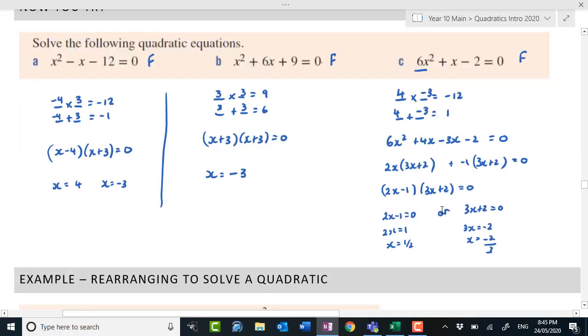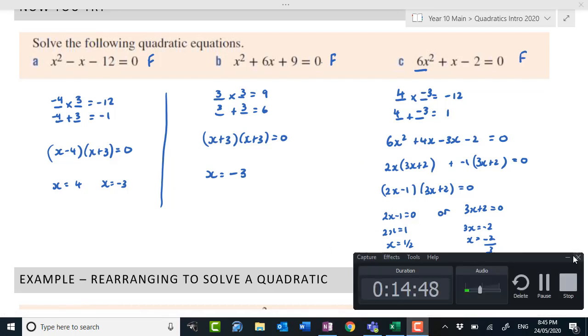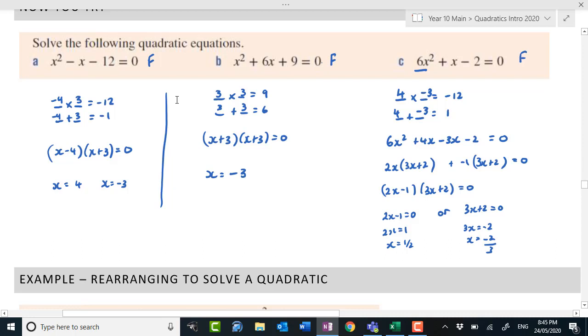All right, so with the first one, we are looking at two numbers which multiply to give -12 and add to give -1. So they're -4 and +3. So we factorize, and then using the null factor law, that would have to mean that x would have to equal 4 and x would have to equal -3 for our two solutions.